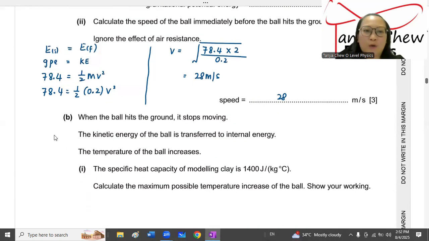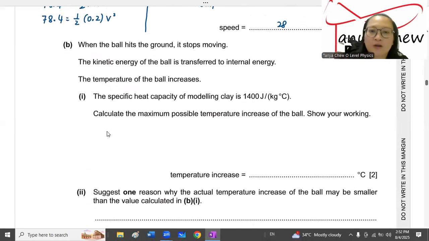Now B, when the ball hits the ground, it stops moving. Kinetic energy of the ball is transferred to the internal energy, and the temperature of the ball increases. First part, the specific heat capacity of the modeling clay is 1,400 joules per kilogram per degree Celsius. Calculate the maximum possible temperature increase of the ball, and you have to show your working.